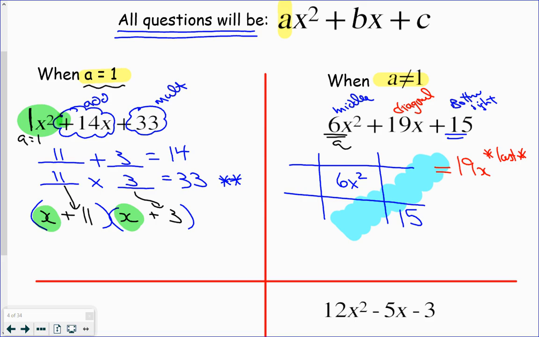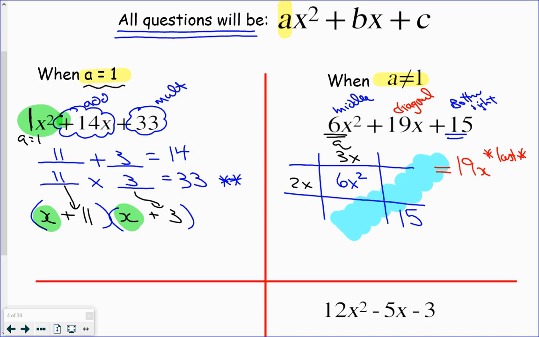So let's start with the 6x squared. There's 2 numbers you could try that multiply to get 6. What's one of them? 3 and 2. What's the other combination? 1 and 6. What do you want to try first? Do you want to try the 3 and the 2 or the 1 and the 6? Probably the 3 and the 2. It's probably what most of you would guess.